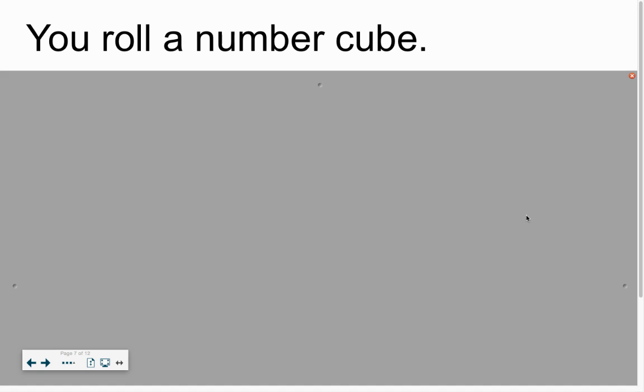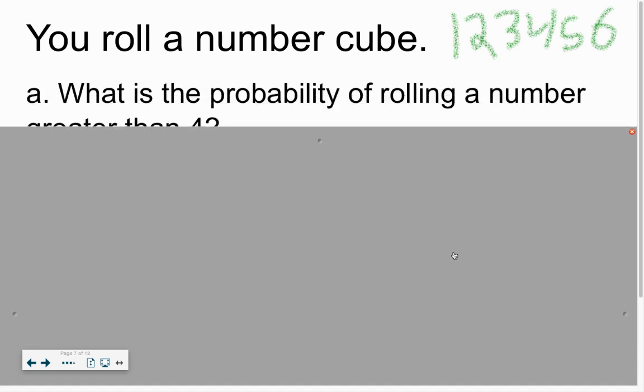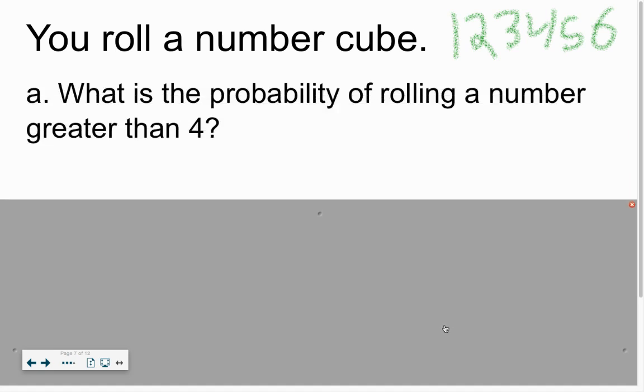We talked about it yesterday. When we talk about a number cube, it is a singular die with the numbers 1, 2, 3, 4, 5, and 6 on it. When we talk about this first question, it says, what's the probability of rolling a number greater than 4? You are welcome to write these numbers down each time if you need to.